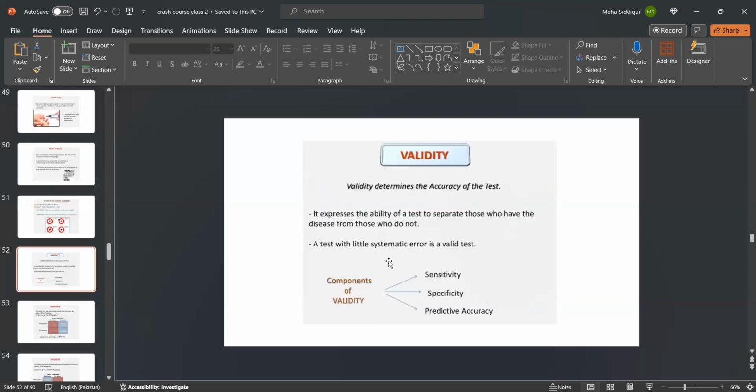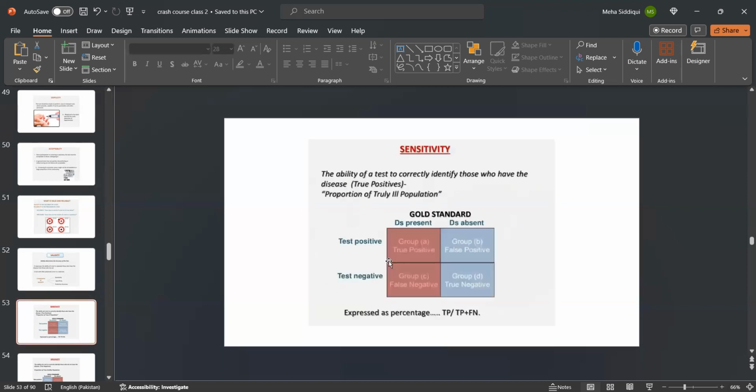Validity determines the accuracy of a test. A test with little systematic error is a valid test. Components of validity are sensitivity, specificity, and predictive accuracy, which we are going to discuss further. The sensitivity is the ability of a test to correctly identify those who have the disease. That is, it identifies true positives, or we can say the proportion of the truly ill population.